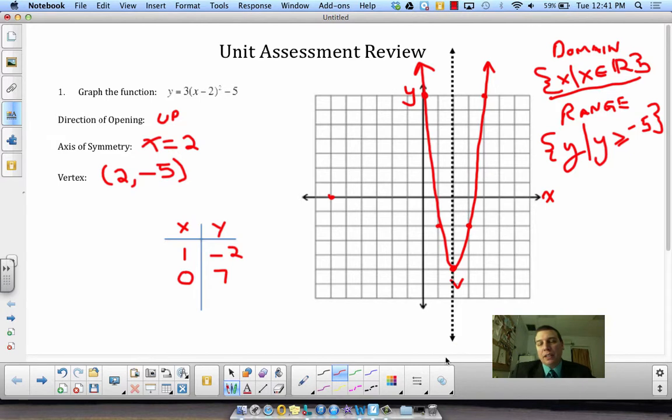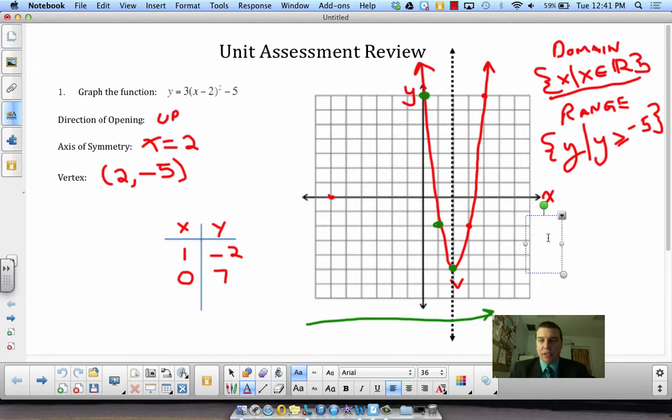Now I got to talk about where is this function increasing, where is it decreasing. So as I come from left to right, what happens? Well, here I am at, what's that value? 7. Then I drop down to -2. Then I drop down to a -5. So that means I'm decreasing the whole time. All right, so let's see. Let's try to just do this using the font much smaller. There we go. So we're going to have decreasing, and then when is it increasing?